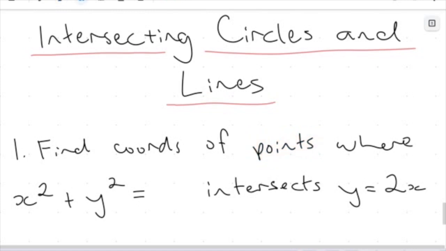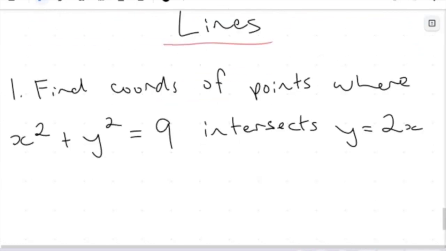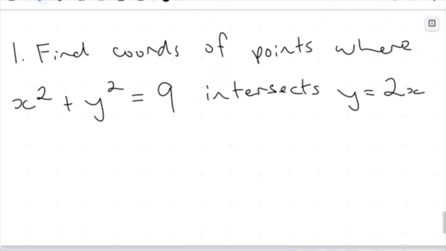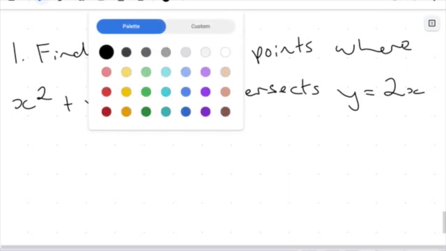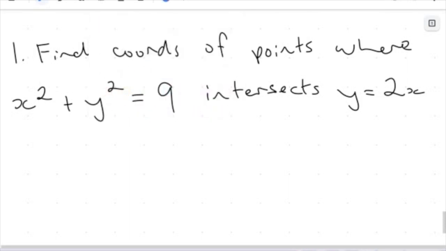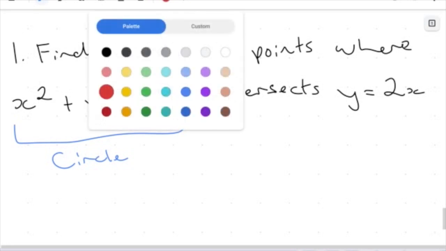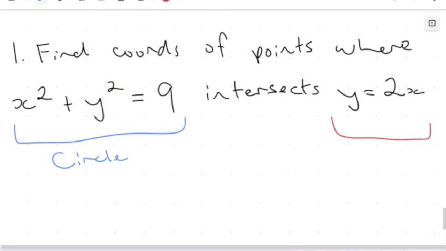Now, let me actually change this value. We are trying to find the coordinates of the points where x squared plus y squared equals 9 intersects y equals 2x. Now, first of all, we want to just identify what graphs we're looking at here. So this is a circle. We looked at this in the previous video, and we have a line here as well. So we're going to be working with these two particular graphs.